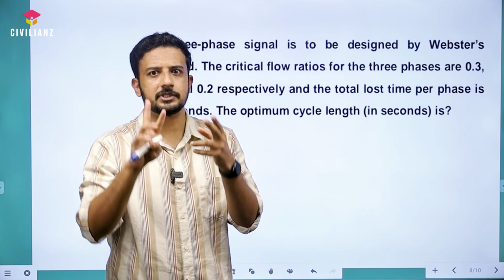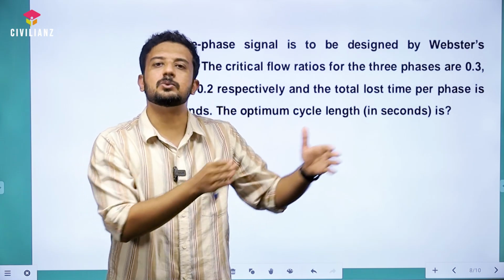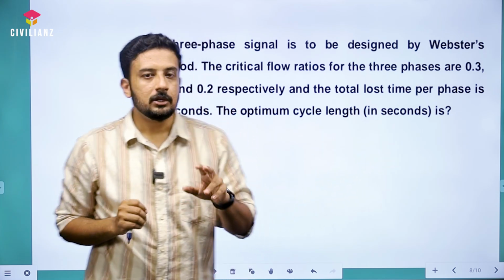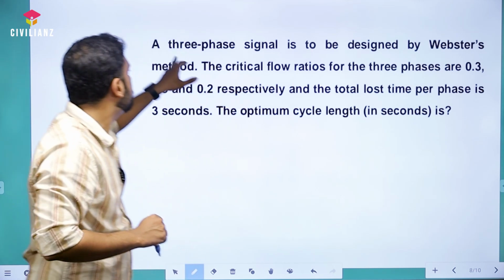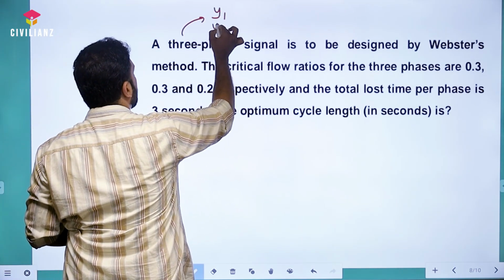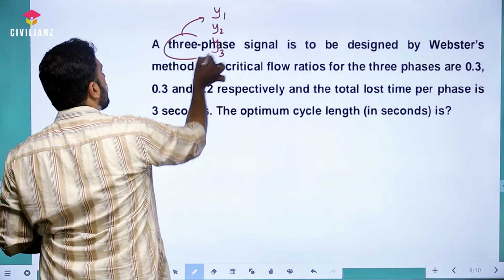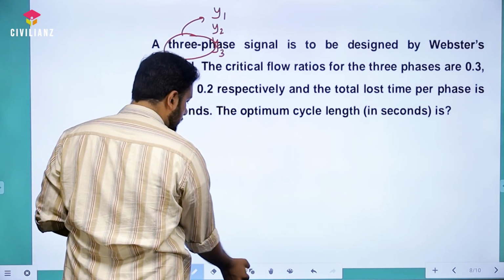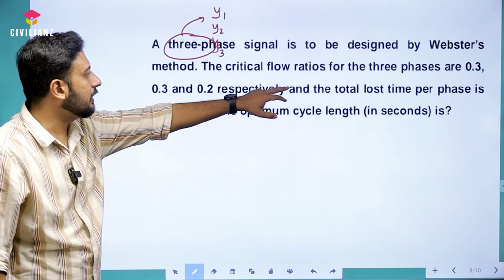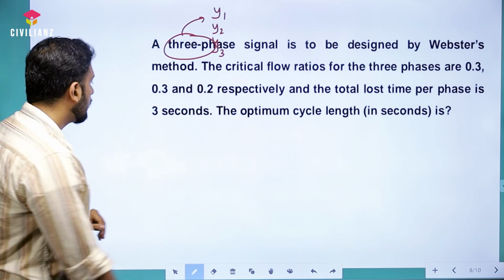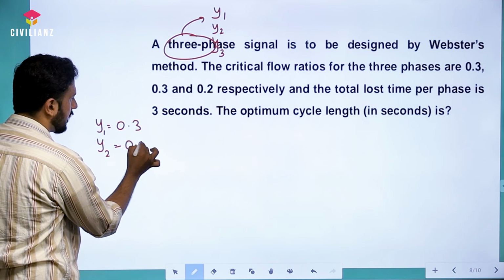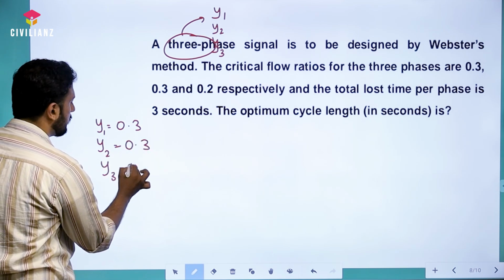In the second question also we have seen 2 phases like that. So each phase will have its own critical flow ratio, which means y1, y2, y3. If you are having 3 phases, you will be having 3 values, y1, y2, y3, because it is 3 phases. Understood, guys? Now those values they have given are 0.3, 0.3 and 0.2. So y1 is 0.3, y2 is also 0.3, y3 is equal to 0.2.